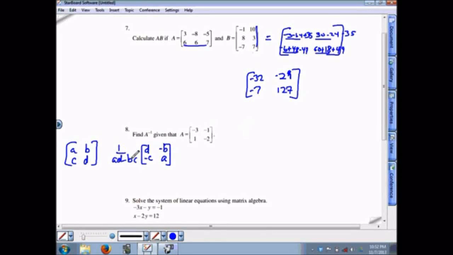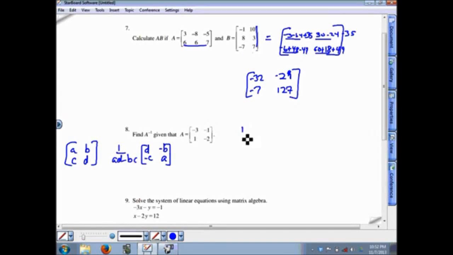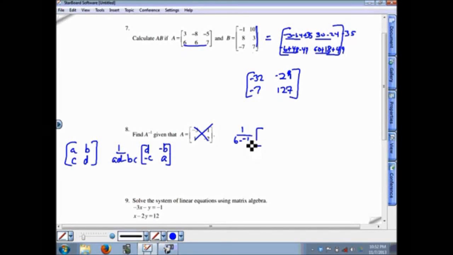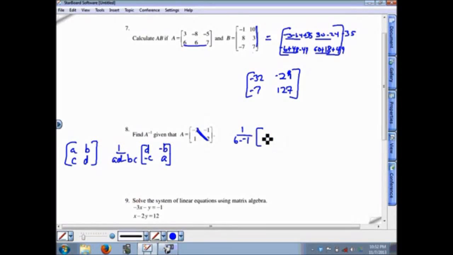So on this one, we need to find 1 over AD minus BC. So 1 over, now this is AD right here, that's 6, and we minus, this is B and C, so we minus negative 1. And then we switch the place of A and D here, so negative 2, negative 3, and then change the sign, change that to plus, change that to minus. So 1, negative 1. 6 minus negative 1 is 7, so it's 1/7 times the matrix. Negative 2, 1, negative 1, negative 3.